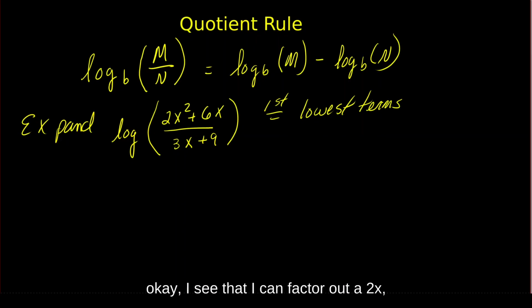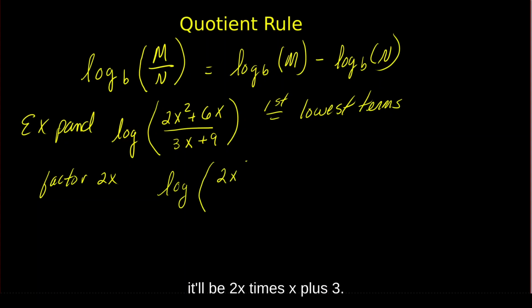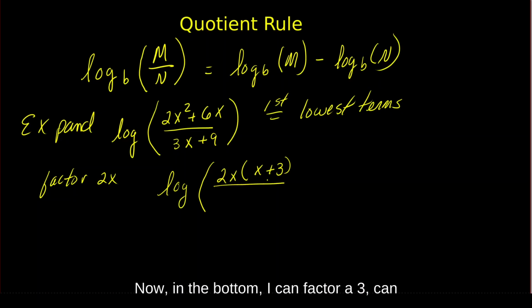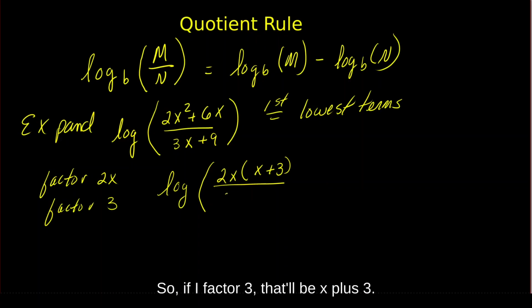Okay, I see that I can factor out a 2x. So let's do that. The top expression will be 2x times x plus 3. In the bottom, I can factor a 3, can't I? So if I factor 3, that'll be x plus 3.